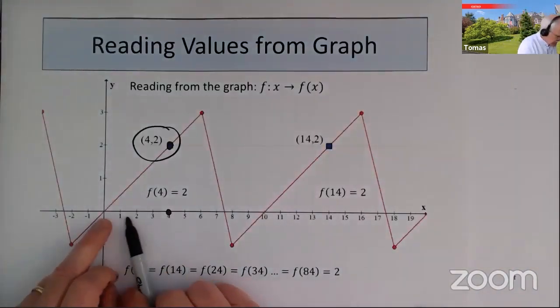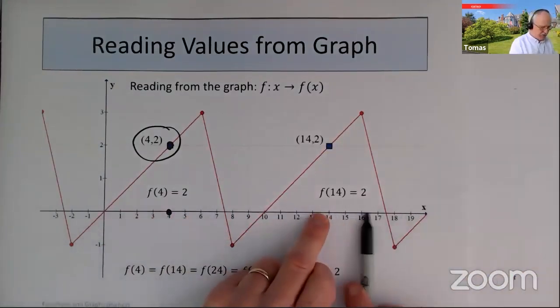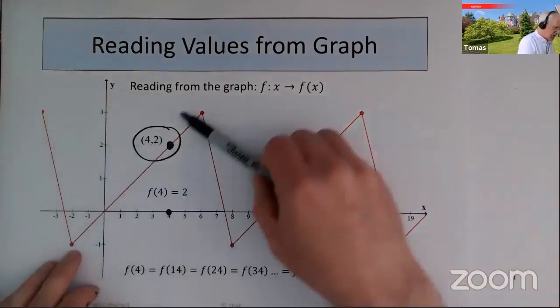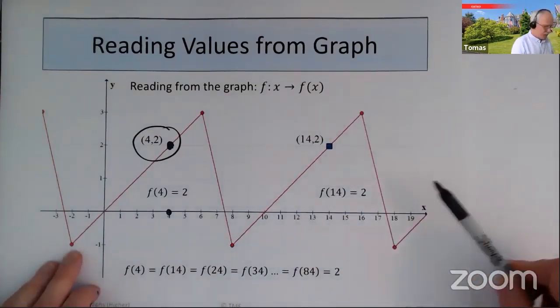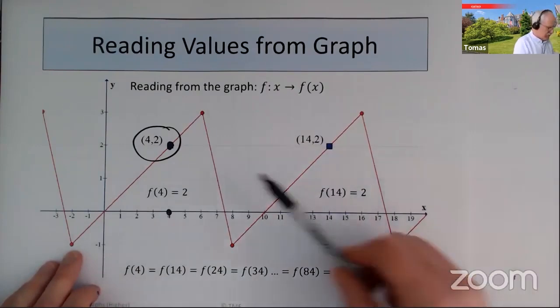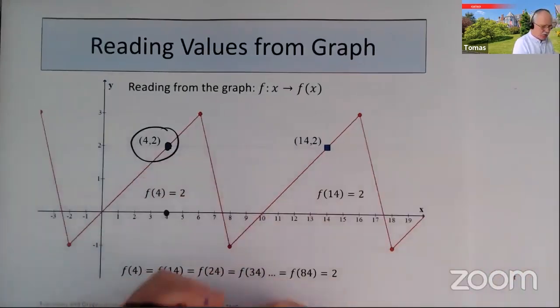So you look across here and say, that's 4, that's 14. But 84 is miles out there. I can't do that. I don't have f of 84. But what you can see is the pattern is repeating. So every 10 units, this thing is repeating. So 4 is the same as 14. So every 10 you can cut away.